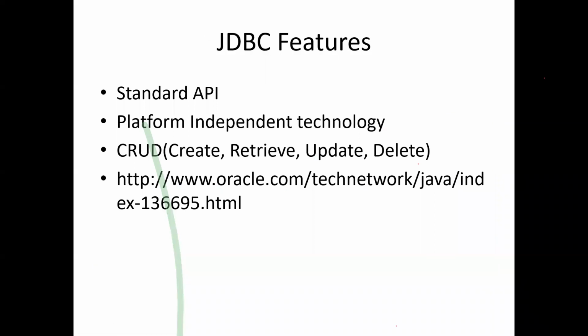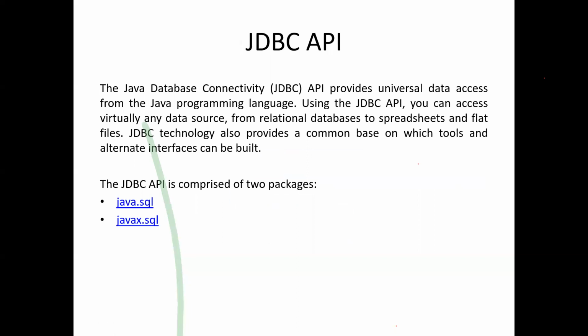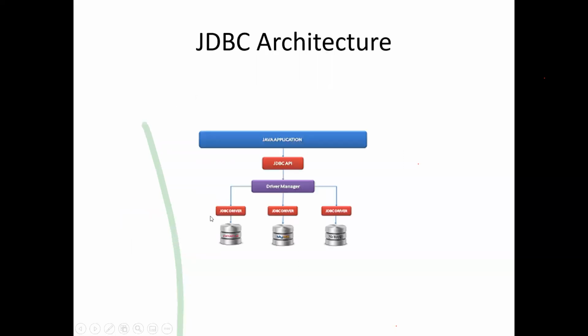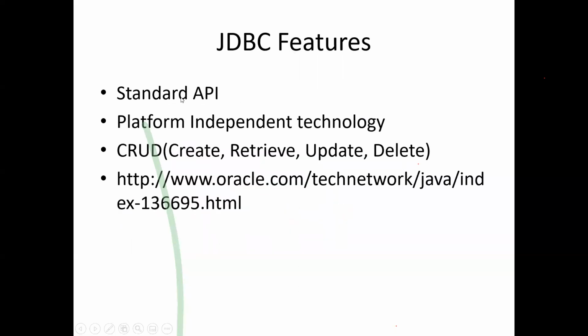Now we will see what features are available in JDBC. Here we have one standard application programming interface. What is the use of the standard application programming interface here? Like in all the remaining concepts, here also we want one package. For that, we will consider either the java.sql.* package or the javax.sql.* package. That is the information about the standard application programming interface. JDBC is a platform independent technology.